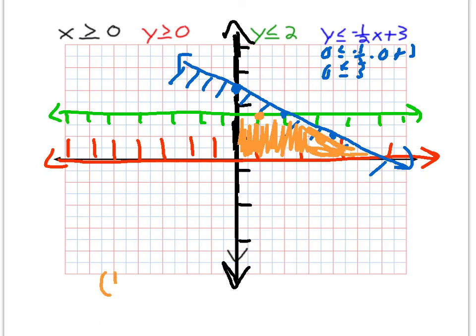If I look at that ordered pair 1, 2, the x is greater than 0, the y is greater than 0, the y is less than or equal to 2, and if I plugged it into this inequality, it would work. So this point, even though it's on a line, is still a solution because the line is solid. And anything in here would also be solutions.